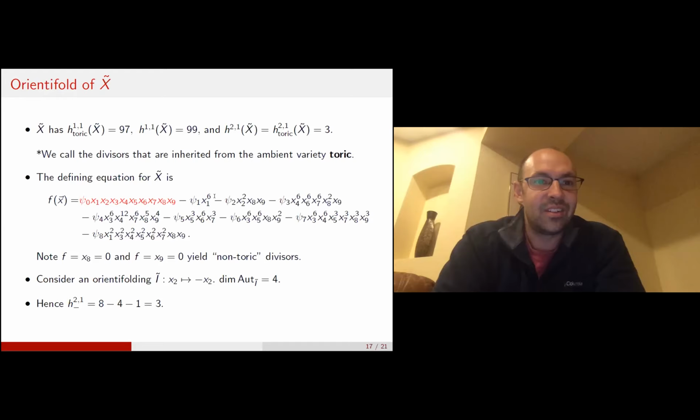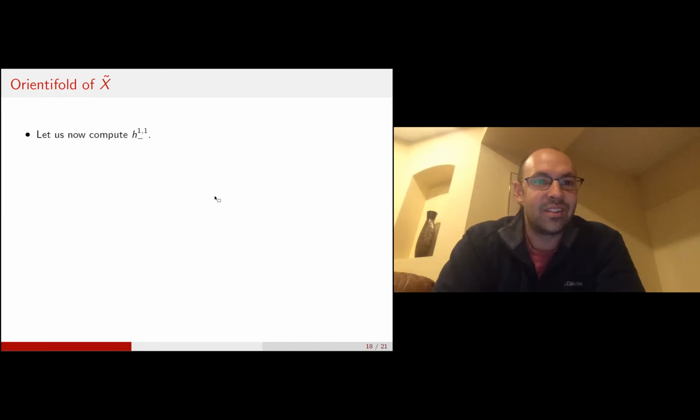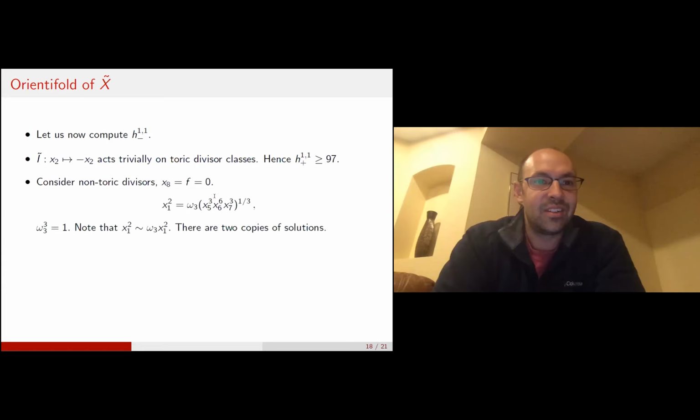And now let us compute H11 minus. What we know about this kind of Orientifold action is that this simple inversion doesn't really do much on the toric divisor classes. So we at least obtain H11 plus 97. Then the remaining task for us is to compute the Orientifold action on the non-toric divisors. Let me give you an example.